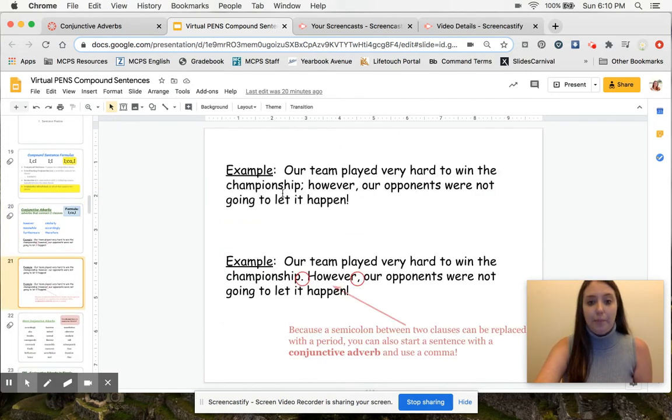Here's another example of our sentence. Again, this is the same sentence I just read. Our team played very hard to win the championship. However, our opponents were not going to let it happen. Notice in this example, there is a period after the first clause and still a comma after however. That is because a semicolon between two clauses can be replaced with a period. So you can also start a sentence with a conjunctive adverb and a comma. But you have to remember to have that comma in there.